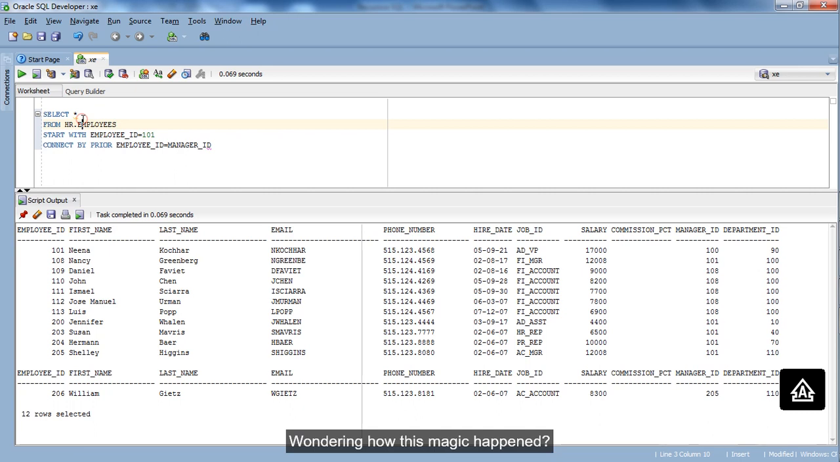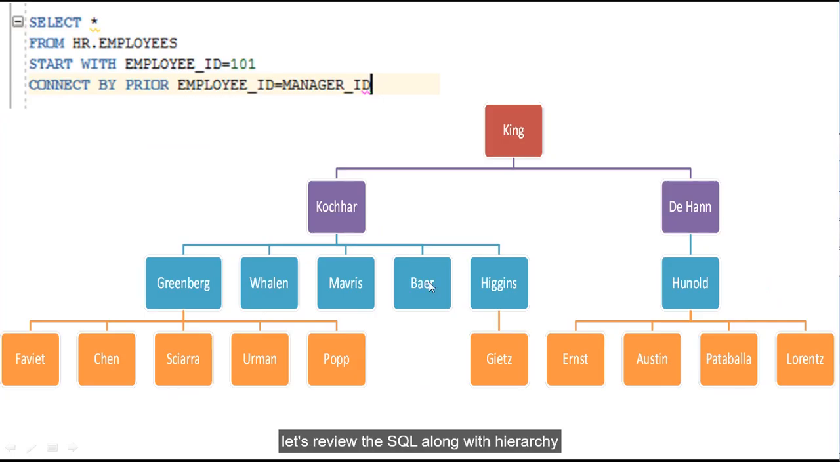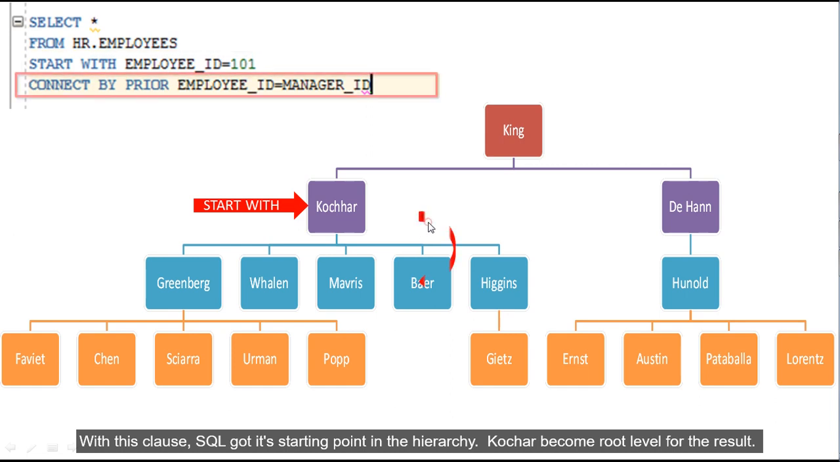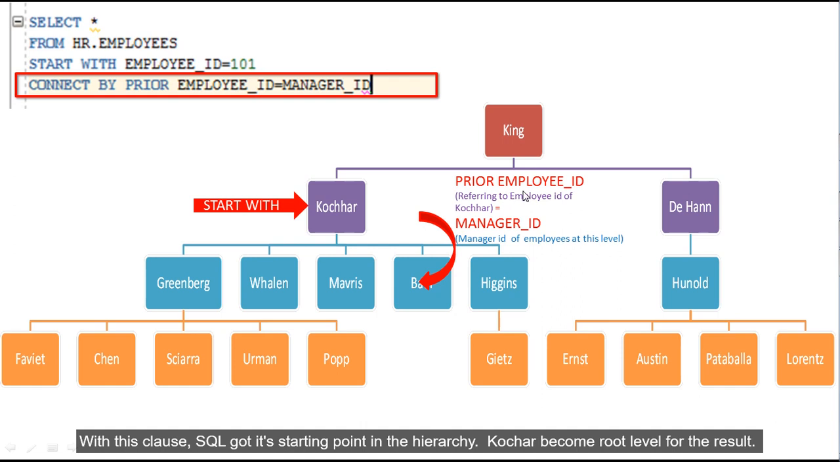Wondering how this magic happened? Let's understand this. Let us review the SQL along with the hierarchy and understand how it works. In the SQL, it says start with employee ID equals 101, which is employee ID of Kochar. With this clause, SQL got its starting point in the hierarchy. Kochar became the root label for the result.